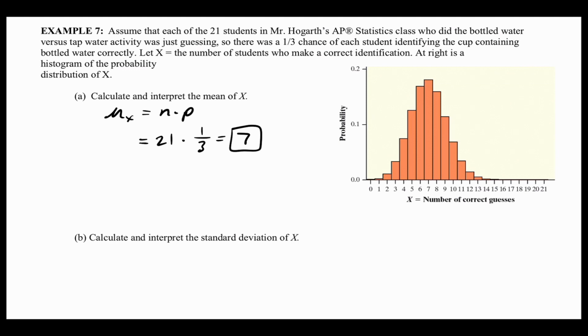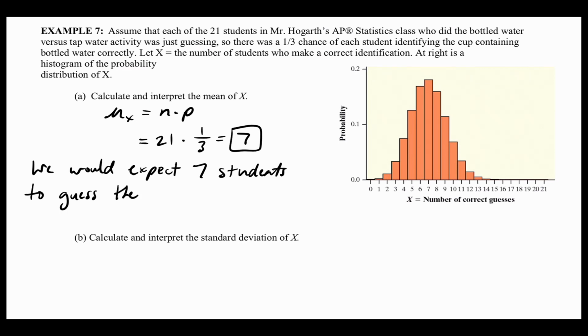Where are the highest bars centered around? It makes sense, right? That's what we would expect. We would expect about 7 students to recognize that this is the bottled water, not the tap water. So that's how we interpret it: we would expect 7 students to guess the bottled water correctly.